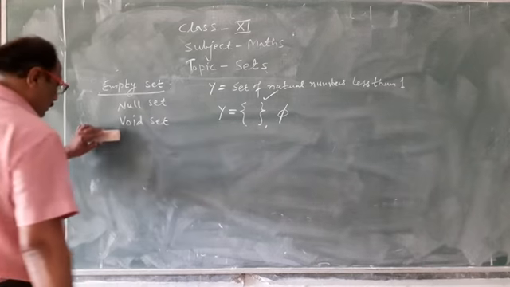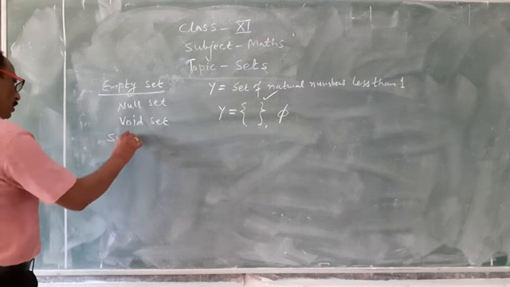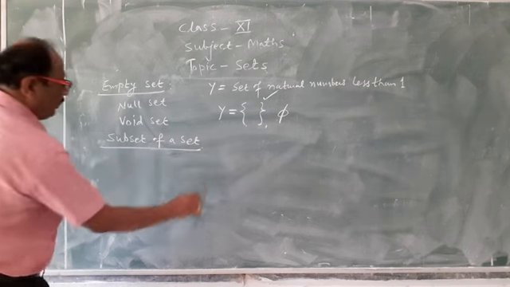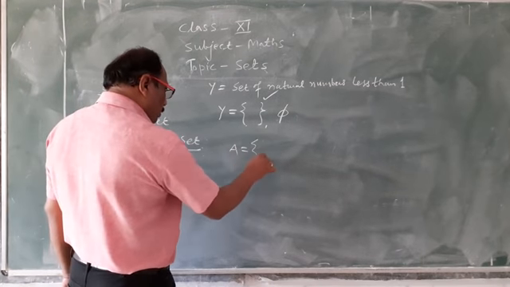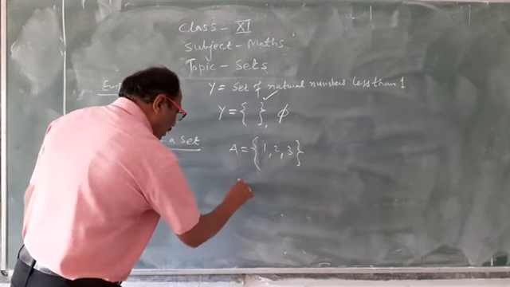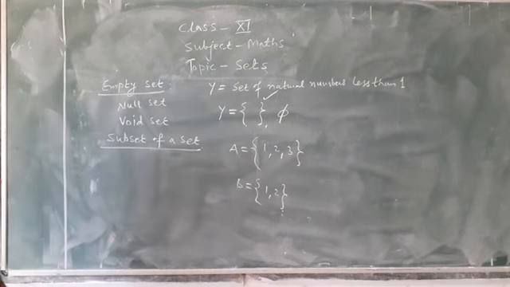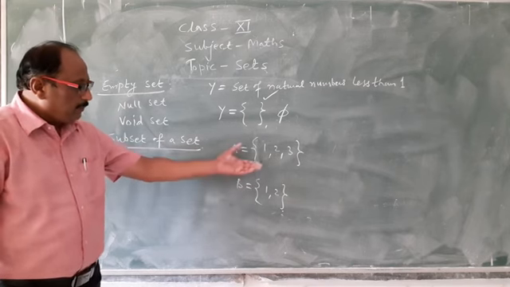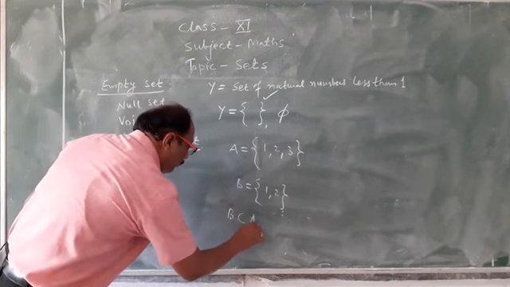Next one is subset of a given set. I take one example. A is equal to {1, 2, 3}. Set B is equal to {1, 2}. Here, the elements of set B are present in set A. That means B can be said to be a subset of A.